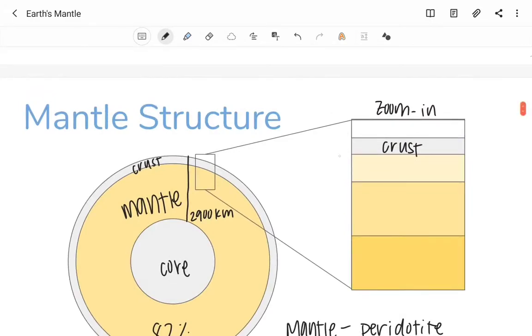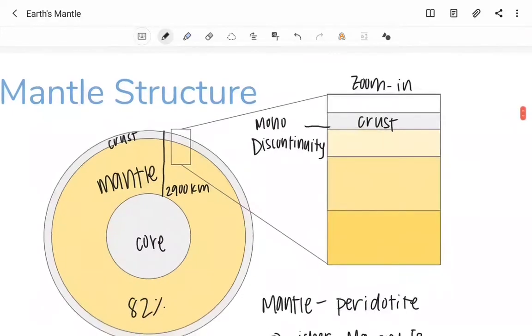And actually, this distinction between the crust and the mantle is known as the Moho discontinuity. And once we pass the Moho discontinuity, we get into the mantle. It's kind of like how you have a sign at the border of a state telling you when you cross into another state. The Moho discontinuity is where we cross from the crust into the mantle.